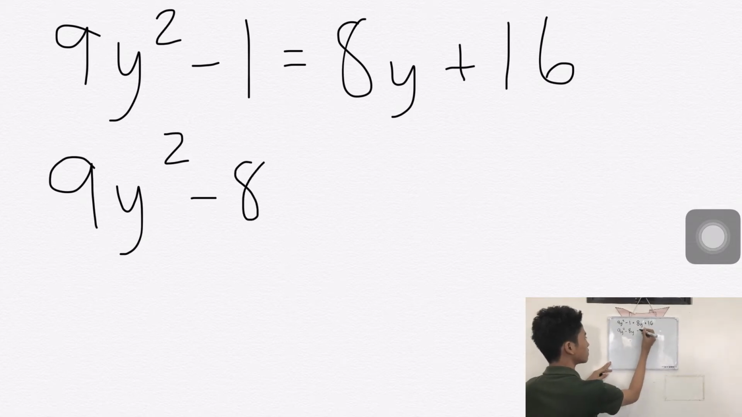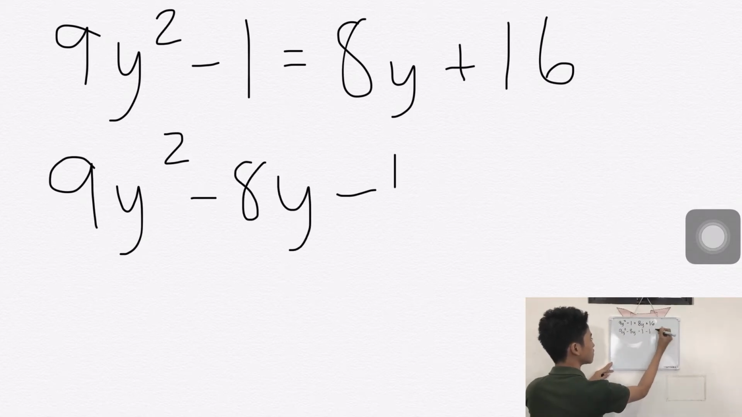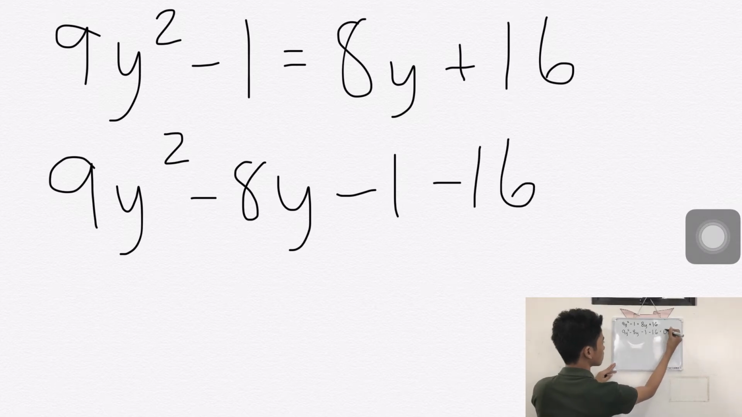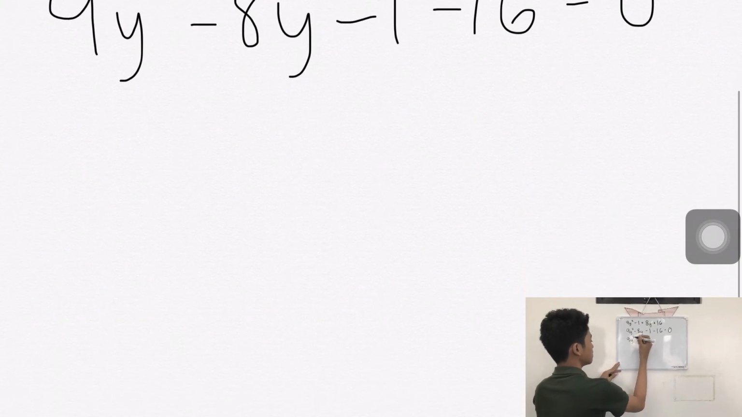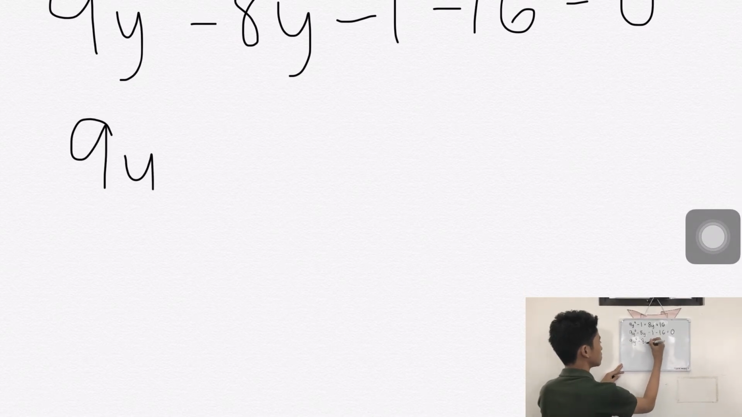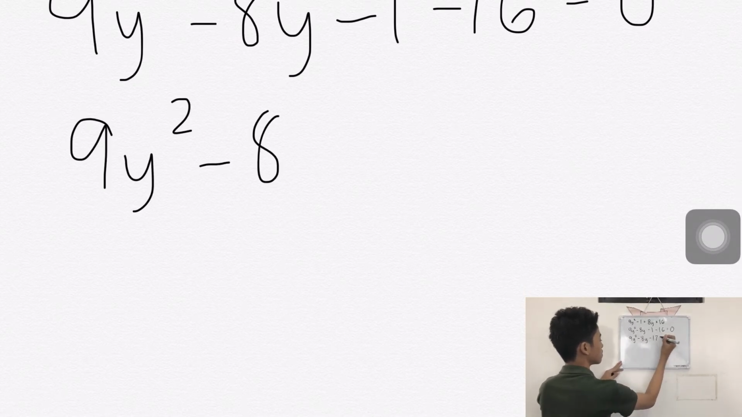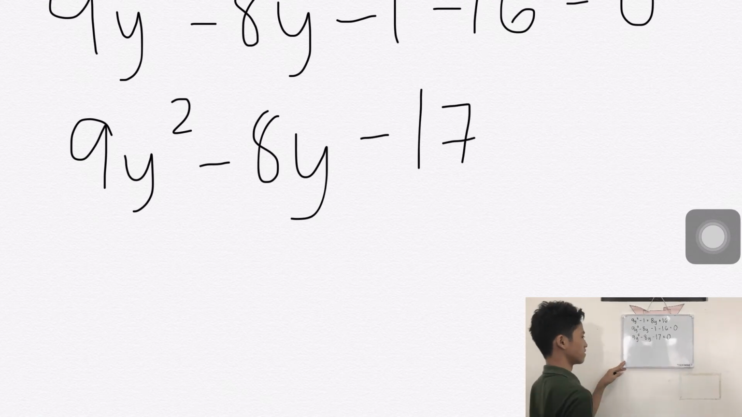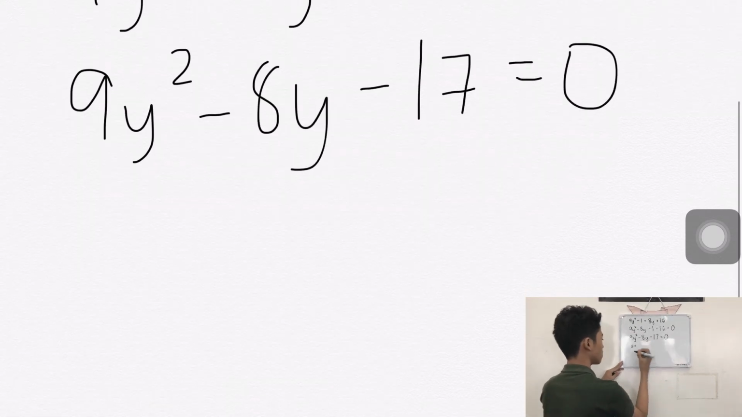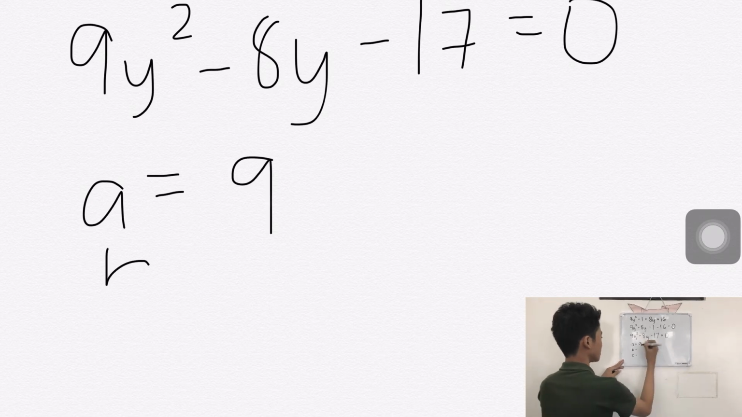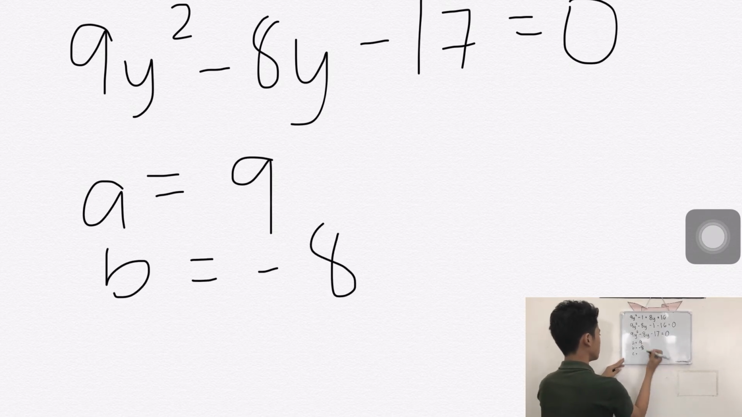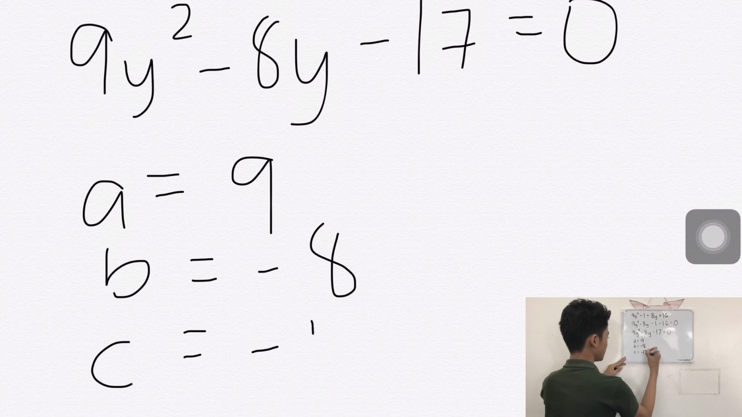9y squared minus 1 equals 8y plus 16. First, we're going to transpose 8y plus 16. 9y squared minus 8y minus 1 minus 16 equals 0. Combine like terms. 9y squared minus 8y minus 17 equals 0. Now that it's in standard form, we can confirm that a equals 9, b equals negative 8, and c equals negative 17.